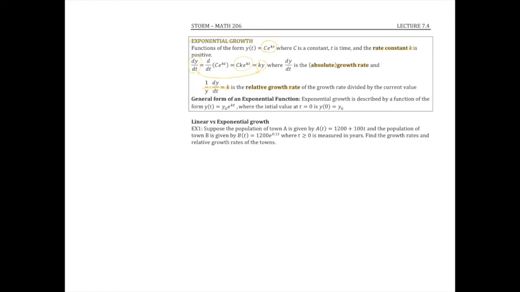So the general form of our exponential equation is going to be y of t equal to y sub 0 times e to the kt. And here y sub 0 is the initial value when t is equal to 0. And we're going to compare two models in this example. We're going to be comparing linear versus exponential growth.